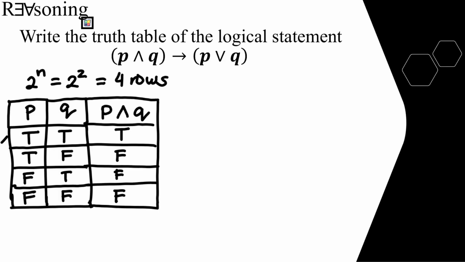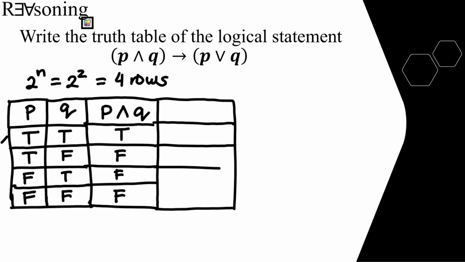Our next column would be for the then statement of our main operator, the if-then, which is the operation P or Q. This is a disjunction. At this time, we have an or situation. That would mean, looking back at the first 2 columns, if we only have 1 true statement, it makes the disjunction true. So for the first row, we have true and true. This is now true.